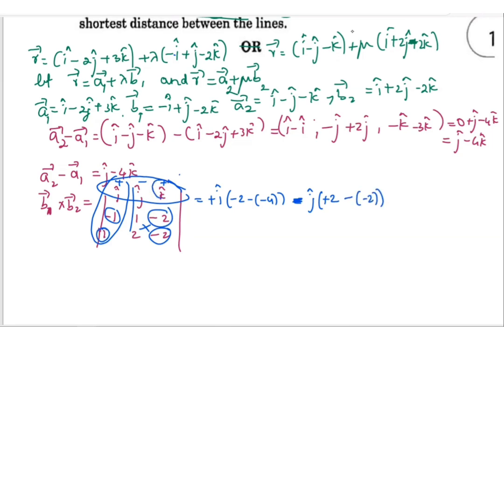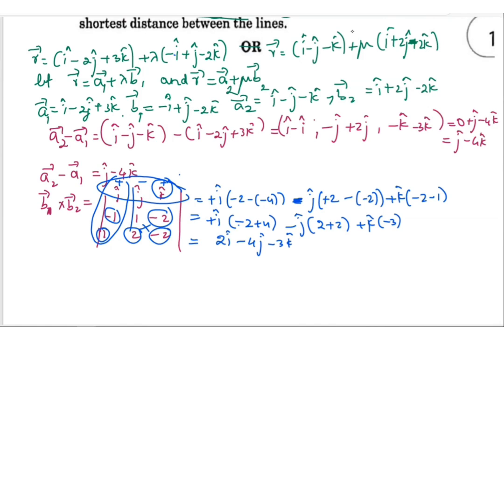Then for the last one, plus k cap, leaving that row and column: we get minus 2 minus 1. Simplifying further, we get plus i cap times (minus 2 plus 4), minus j cap times (2 minus of minus 2), plus k cap times minus 3. That gives 2 i cap minus 4 j cap minus 3 k cap. So we get this answer for b1 vector cross b2 vector.